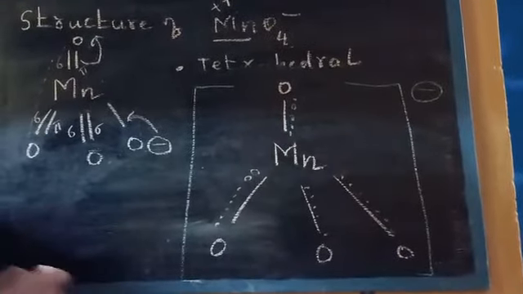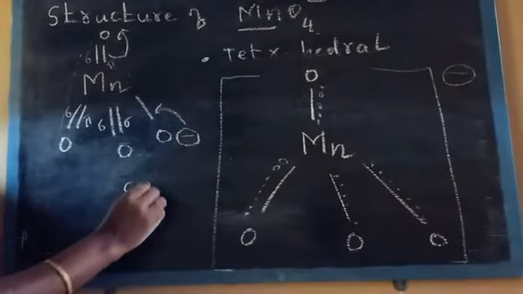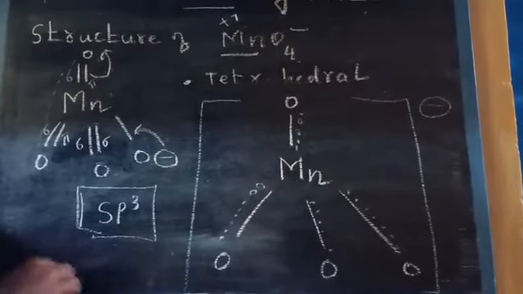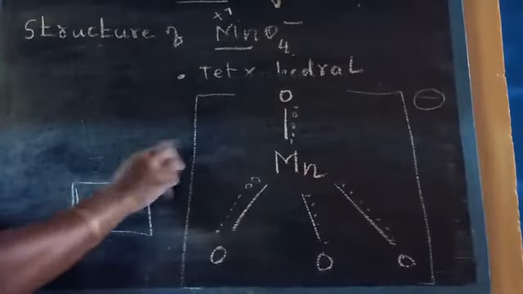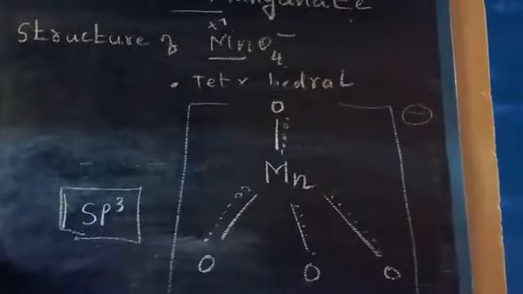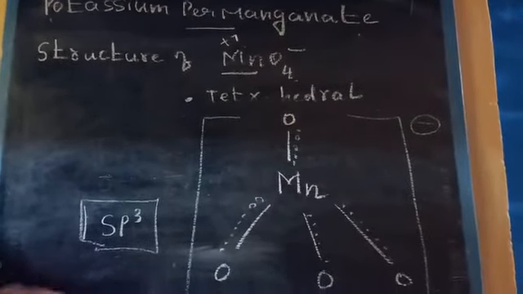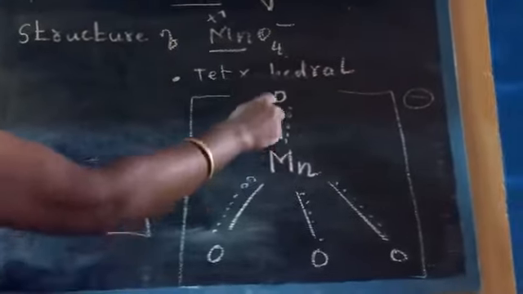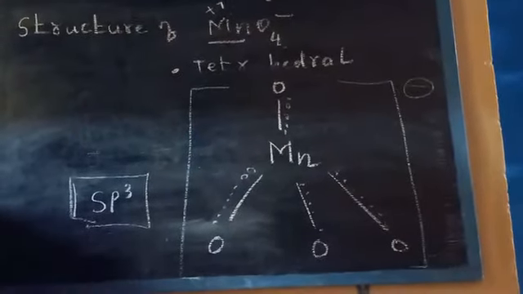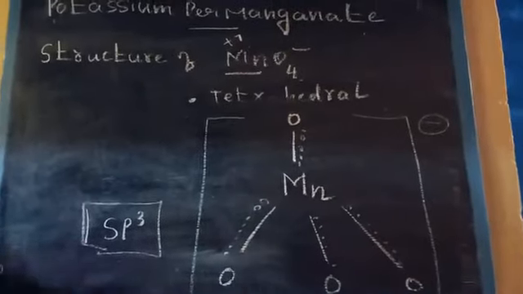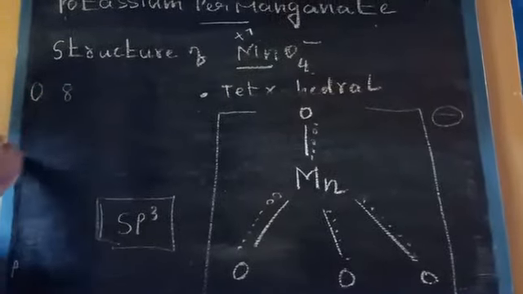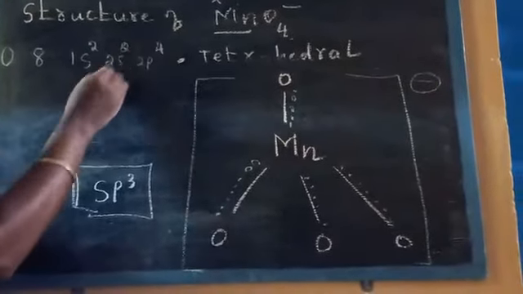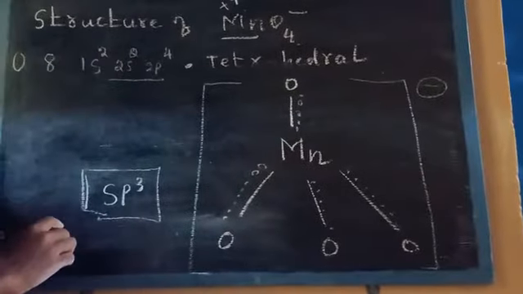Okay. Next, let us talk about the hybridization. This one is sp3 hybridization. Okay, children, how to calculate this sp3 hybridization? The concept is very simple. Now I am going to explain, but the textbook does not give it. For this hybridization calculation, we must know the outer valence electrons. Here two types of element are present, oxygen and Mn. First, for oxygen, atomic number 8, the electronic configuration is 1s2, 2s2 and 2p4. So this is the outer valence electron: 4 plus 2, 6.